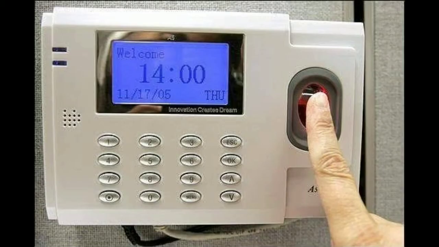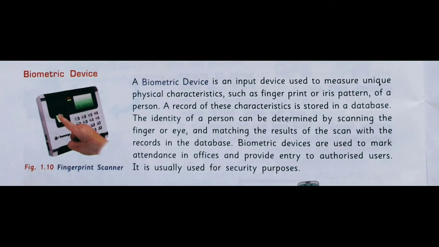Another special purpose input device is the biometric device. A biometric device is an input device used to measure unique physical characteristics such as the fingerprint or iris pattern of a person. A record of these characteristics is stored in a database. The identity of a person can be determined by scanning the finger or eye and matching the result of the scan with the records in the database. Biometric devices are used to mark attendance in offices and provide entry to authorized users. It is usually used for security purposes.